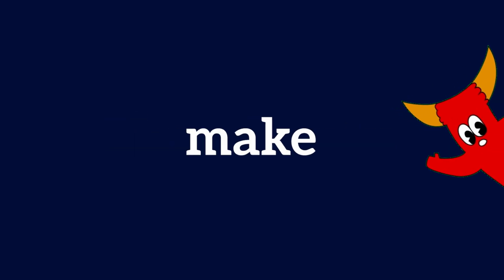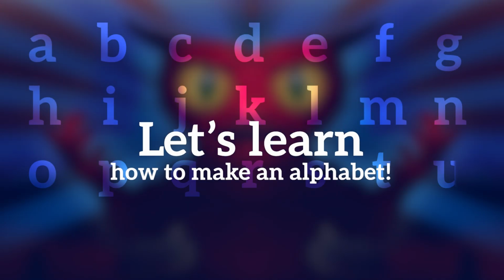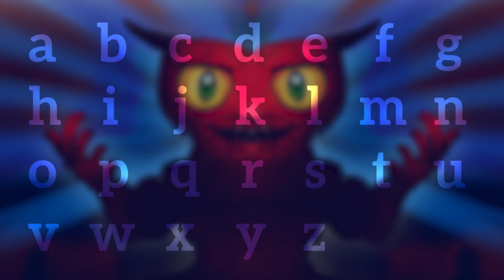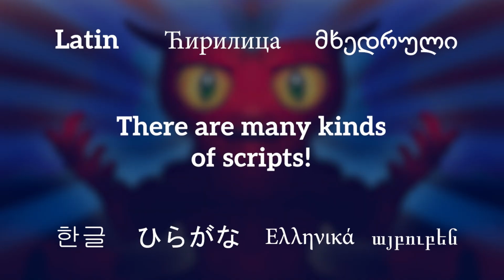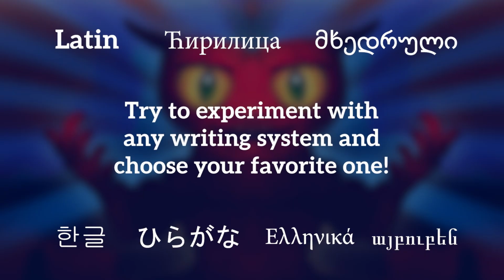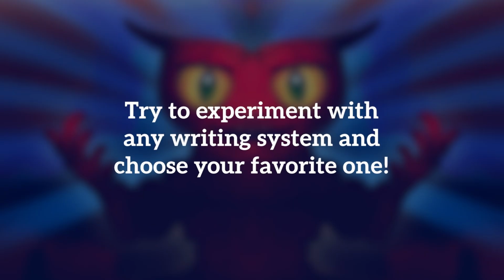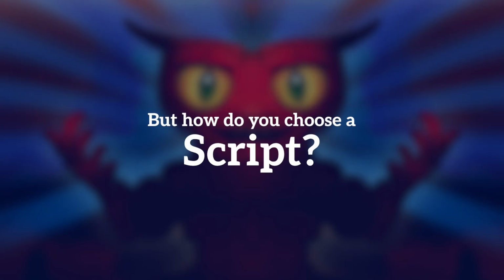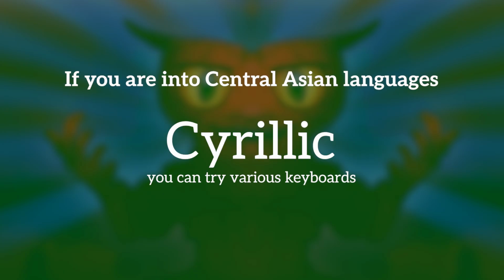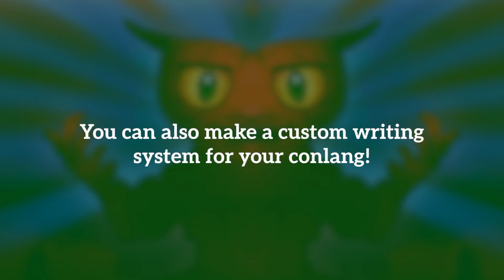How do you make an alphabet for your constructed language? First of all, you should start by choosing a script. As you can see, there are many different writing systems in the world, and you should choose your favorite one. Choose an alphabet for your constructed language simply by defining the goal of your language. Will it be based on Latin script, Cyrillic script, or will it use an entirely customized script?